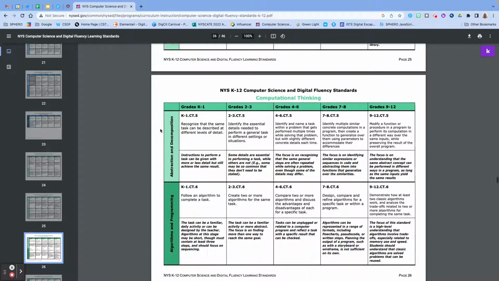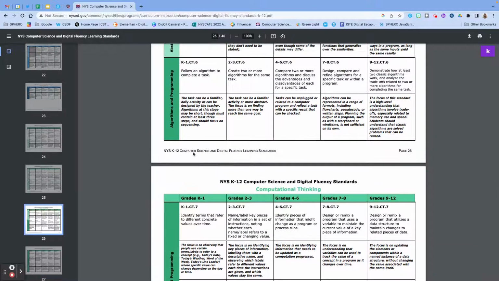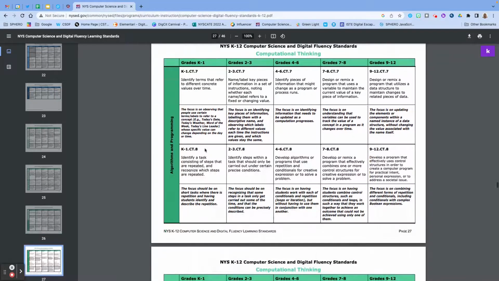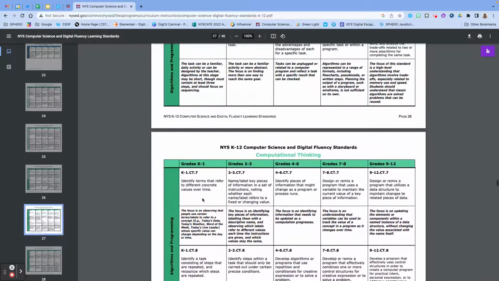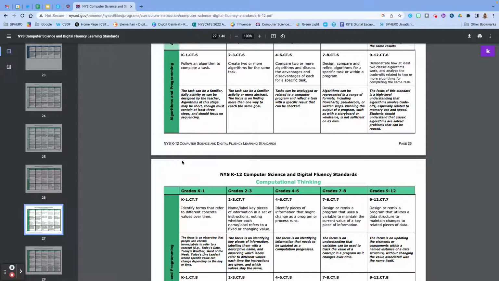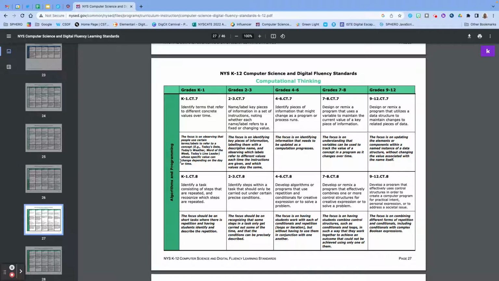Finally, we have algorithms and programming, and you can see we have 6, 7, 8, 9 and 10. So 1, 2, 3, 4, 5 standards for this concept area for algorithms and programming. So this is the largest area that you have in all of the computer science and digital fluency standards. Here we're going to start with the basics of what an algorithm is. We're going to think about how we can identify the different parts of our information.